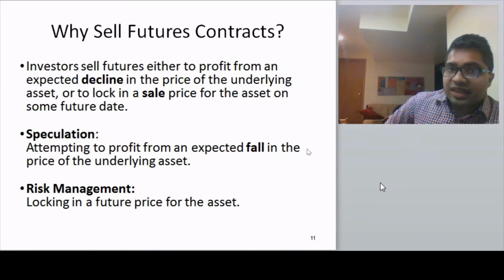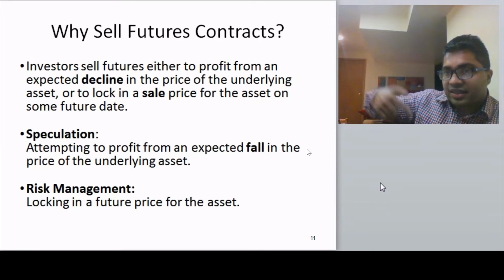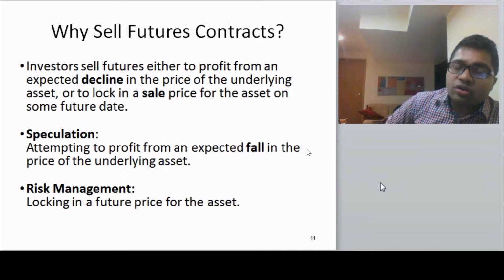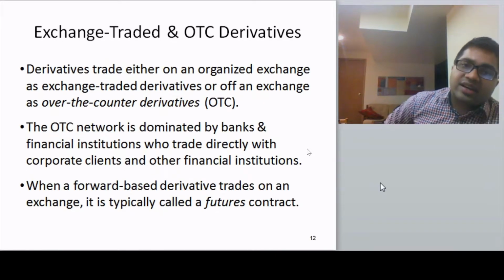Why do investors sell futures contracts? Investors sell futures contracts to profit from a decline. So buyers profit when the price goes up, sellers profit when prices decline, or to lock in the sales price of a particular asset on some future date. So speculation is attempting to profit from an expected fall in the price, and risk management is locking in the future price for an asset.